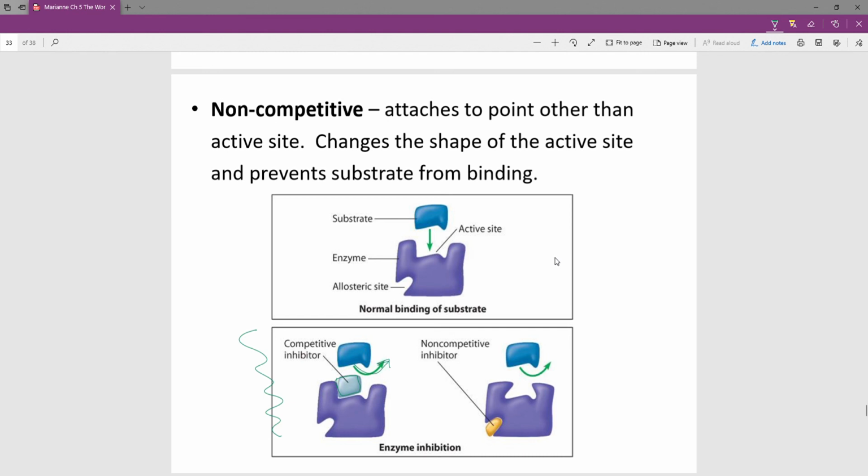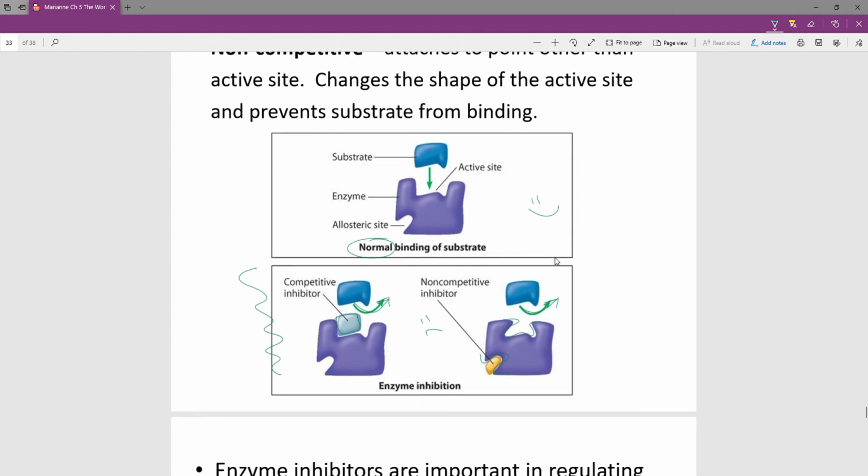We could also have non-competitive inhibition. This is a molecule that binds with the protein at some spot other than the active site, but it shifts the shape of the protein so that it's no longer possible for the substrate to fit into the active site. That's what we're talking about with non-competitive inhibition. So this would be the normal binding site, the good one. And these would be two ways that we could have inhibition: competitive inhibition or non-competitive inhibition.